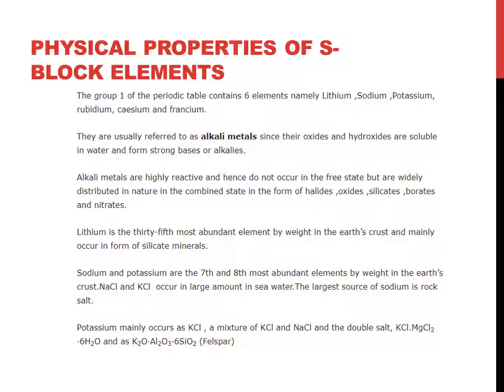Group 1 of the periodic table contains 6 elements: lithium, sodium, potassium, rubidium, cesium and francium. They are usually referred to as alkali metals. Their oxides and hydroxides are soluble in water and form strong bases or alkalis. Alkali metals are highly reactive and hence don't occur in the free state. Lithium is the 35th most abundant element by weight in the earth's crust. Sodium and potassium are the 7th and 8th most abundant elements.